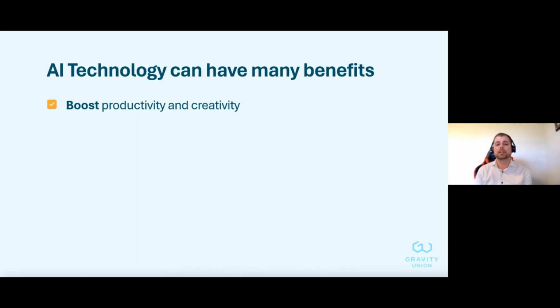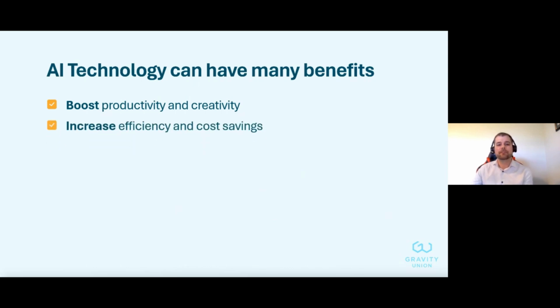You can throw information in there, you can ask for information, you can ask it to write you an email based off of certain information. So really you can boost some of that productivity and get some of those more mundane tasks done very quickly.